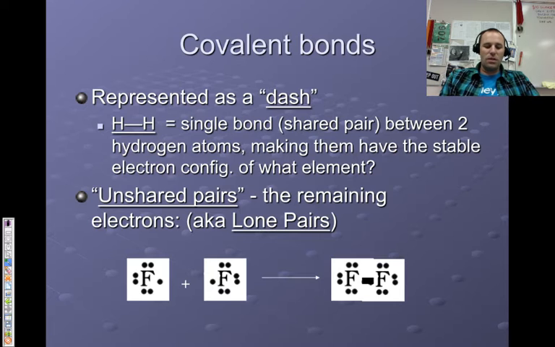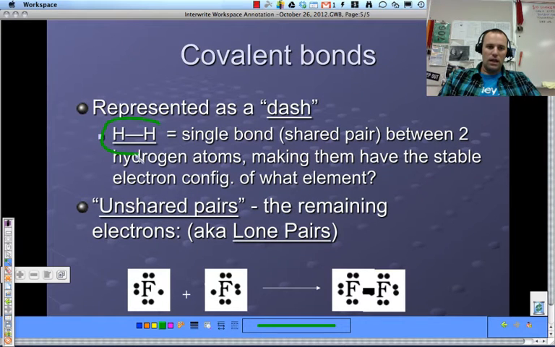So if we had hydrogen bonded with hydrogen, as you can see right here, hydrogen is single bonded to another hydrogen. That represents two electrons. So now the line goes to both. This hydrogen has two electrons, and so does this one, since they're sharing. So they now have the stable electron configuration of the element helium. We call these bonded pairs, okay? The dash is a bond. That's a covalent bond or a single covalent bond. So that means that these other electrons that aren't taking place in bonding, that are surrounding the atom, those other electrons that are not involved, they're not shared, those are called lone pairs or unshared pairs.